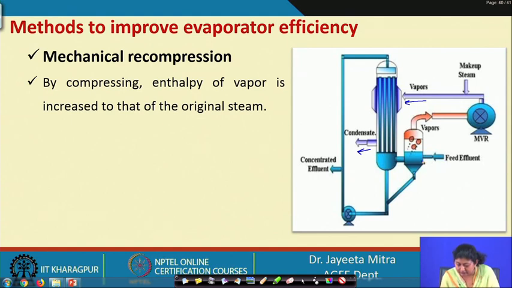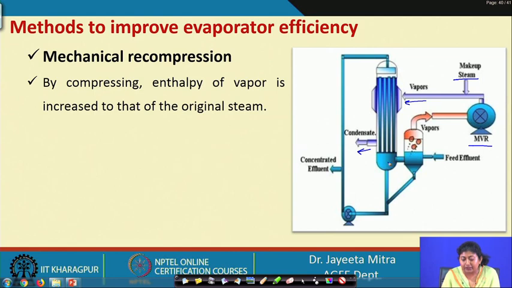The feed is entering the evaporator from the bottom and then it is evaporated in here, and all the vapor that is being separated is going to this mechanical vapor recompression device, which compresses the steam, increasing its pressure, and then adds some makeup steam to it, and that steam is again being utilized for the evaporation process.